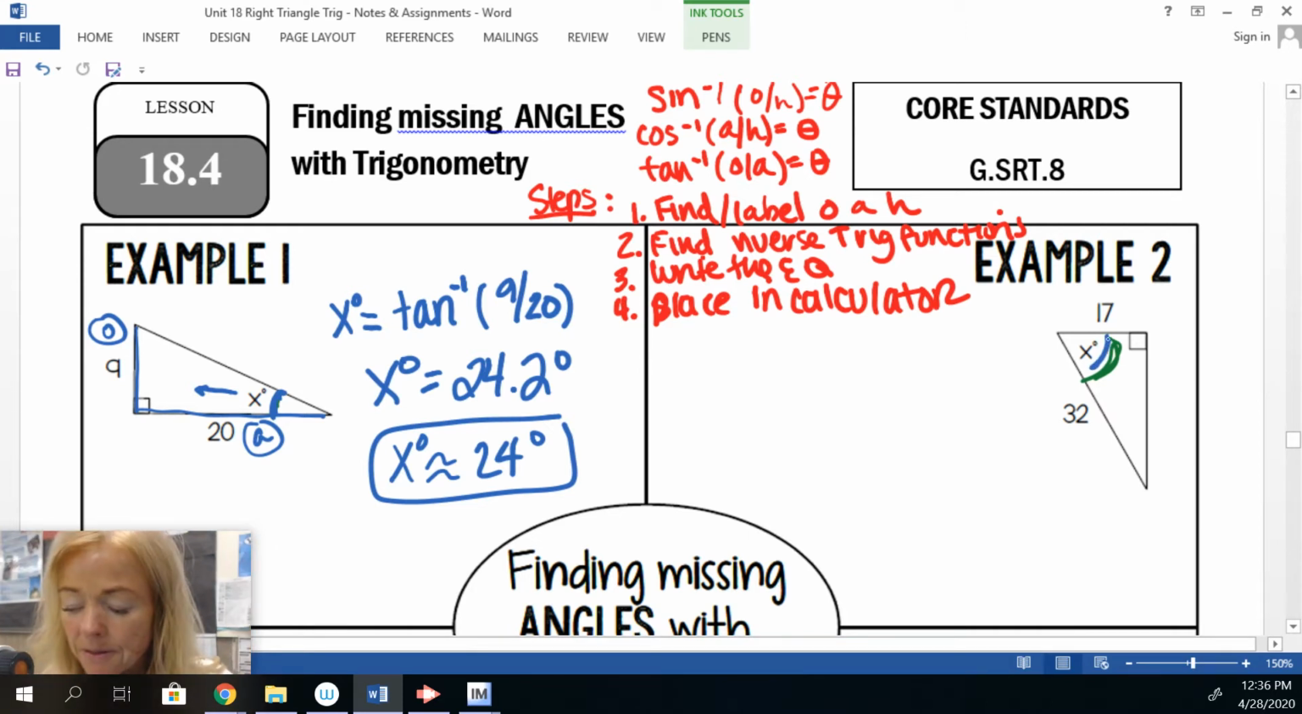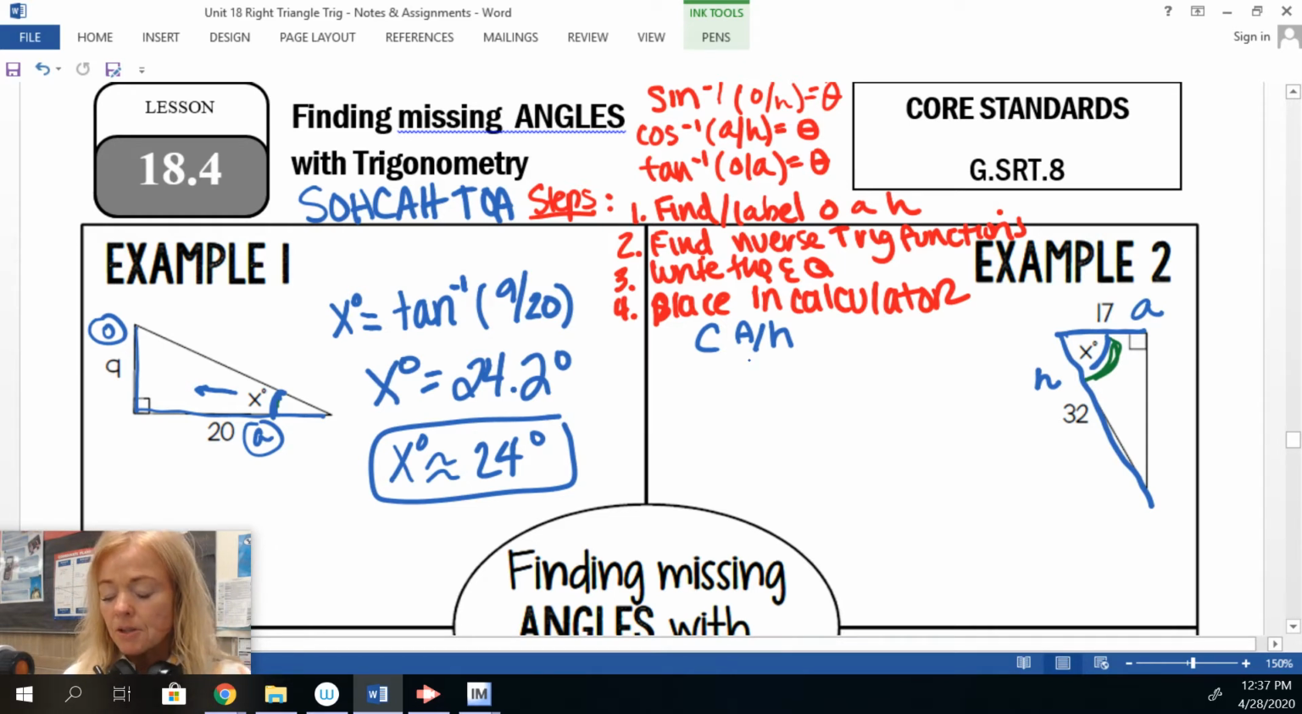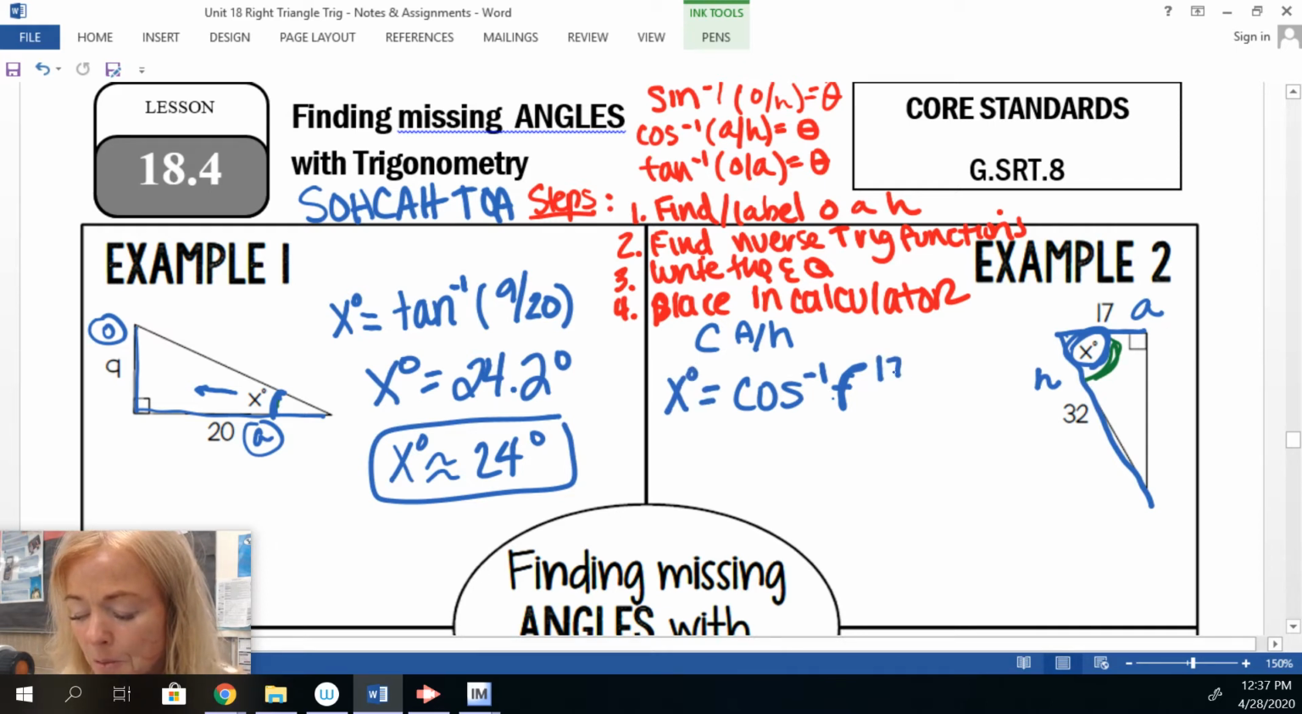Okay, so here again we have an angle. This side is adjacent, it runs right into the angle, and then this side has a 32 on it, it's the hypotenuse. A and H is cosine. So COTOA, that's another thing I would write down. Always know that little acronym to know which of the two sides each of the trig functions relate. So cosine relates adjacent to hypotenuse. So cosine inverse, since we're looking for an angle: x degrees is equal to cosine inverse of adjacent to hypotenuse, 17/32.